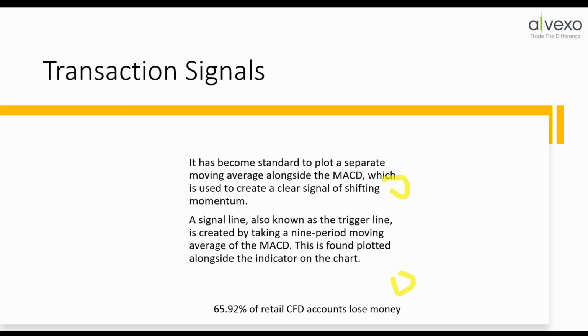So it has become standard to plot a separate moving average alongside the MACD, which is used to create a signal of shifting momentum, which is a signal line. A signal line also is the trigger line and is created by taking the 9-period moving average of the MACD line. And this is plotted alongside the indicator. So those are the two lines on the bottom of the chart, or it is the value of those bars on the histogram.